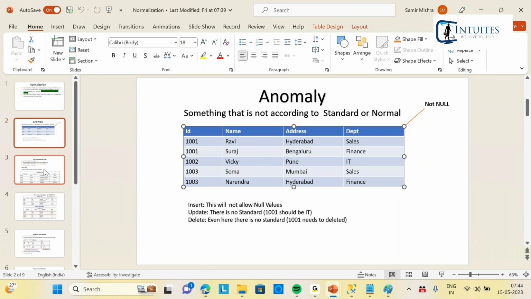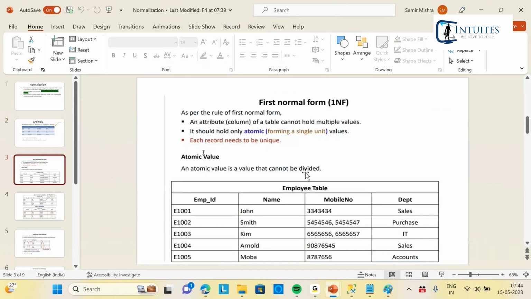Next, go to the first normal form. You just remember these three lines by heart, and you can explain with an example whenever you go to an interview. This definition is not mine; it comes from the database people who created normalization. The first rule says that an attribute of a table cannot hold multiple values. It should hold only an atomic, single value. Each record needs to be unique. If these three principles hold, then we can say that your table is in first normal form.